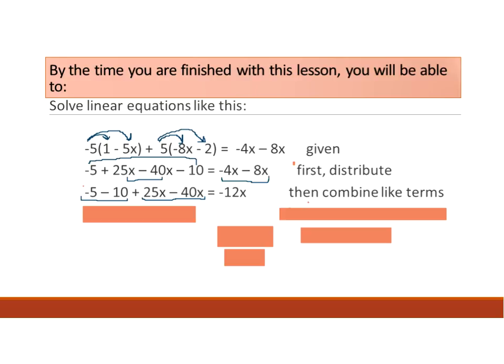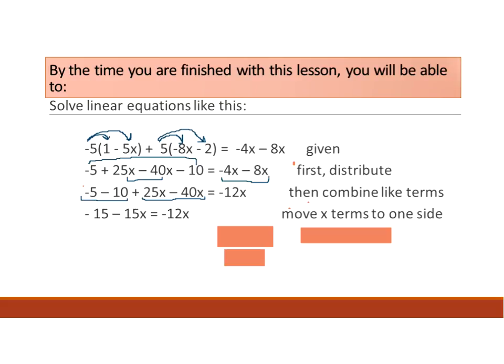So remember, minus 5 and minus 10, those have the same sign. So the rule is you add the two numbers and you give the answer the same sign. So negative 5 and negative 10 are negative 15. 25 minus 40 is a minus 15x. And then we can bring down the negative 12x on the right side.